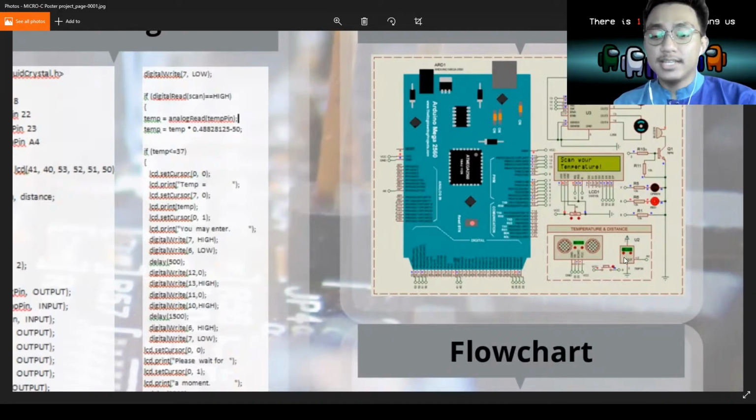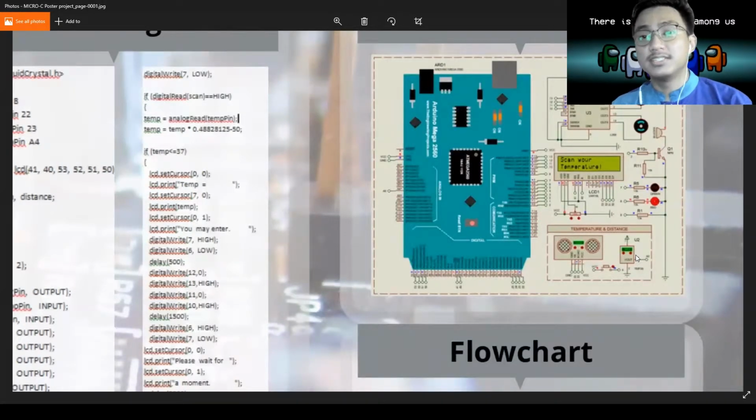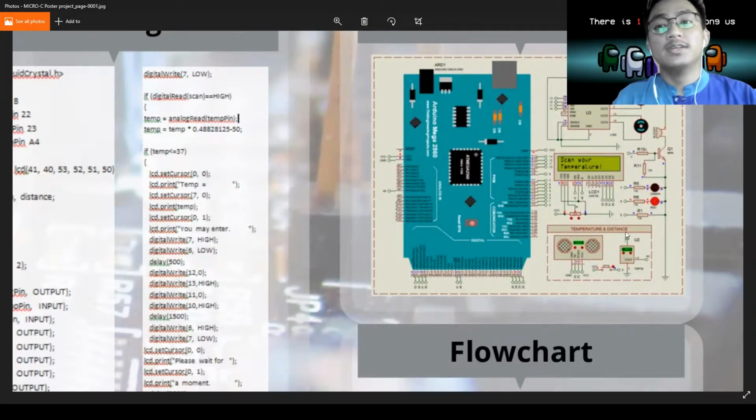But actually, in real life, in real application, we are not using this type of temperature sensor. We are using an IR or infrared temperature sensor. So you don't have to touch it. You just scan it from far, so it can detect your temperature without having to touch it. This is our LED indicator. This is our buzzer, and this is our sanitizer pump motor.